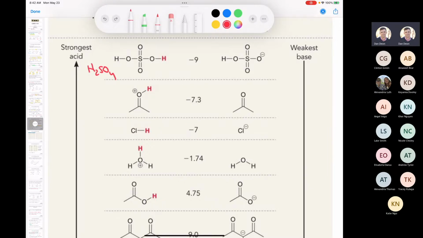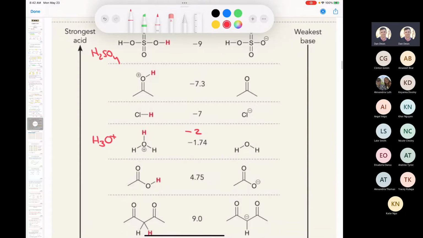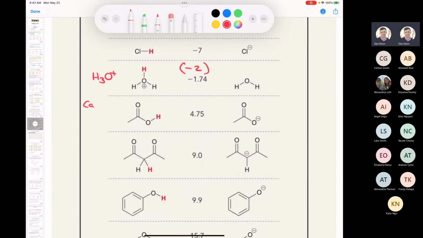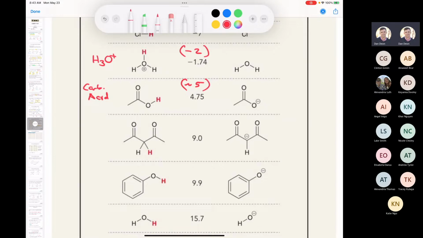Then you go to a hydronium, H3O plus, of course. It says -1.74. As long as you know it's around -2, that's close enough for me. We'll just put that in brackets. Then you go to a carboxylic acid, which has a pKa of 4.75. As long as you know it's around 5, that's usually going to be good enough. The next one is called a 1,3-dicarbonyl. We don't look at those a ton in this class. However, they are going to come up a little bit in this chapter. And that has a pKa of around 9.